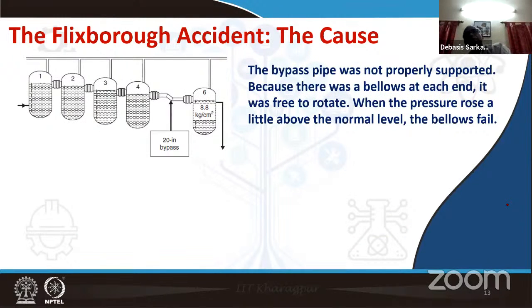But the problem is this bypass pipe was not properly supported. And because there was bellows at each end, note that there are bellows at both ends of the connecting pipes, the bypass pipe has bellows at each end. Now, since it had bellows at both the ends, it was free to rotate. And it rotated when the pressure rose a little above the normal level and the bellows failed. So the bypass assembly was ruptured.